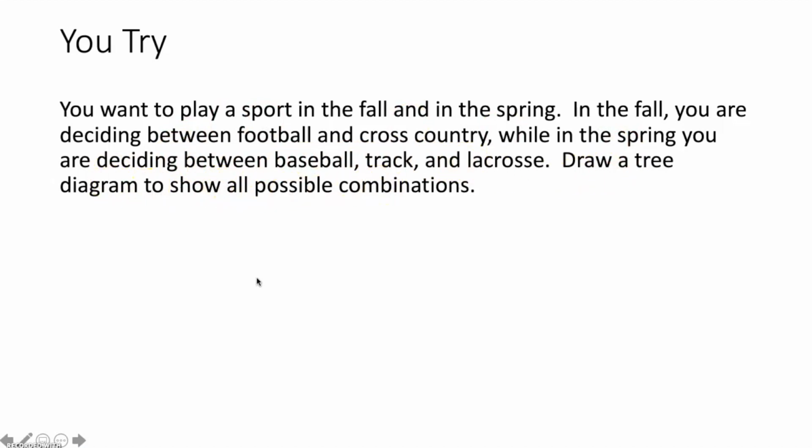So we are again making a tree diagram, which is pretty easy. Your first branches are going to be the first event, which is going to be what sport do you choose to play in the fall? And you're choosing between football and cross country. So it's going to look something like this.